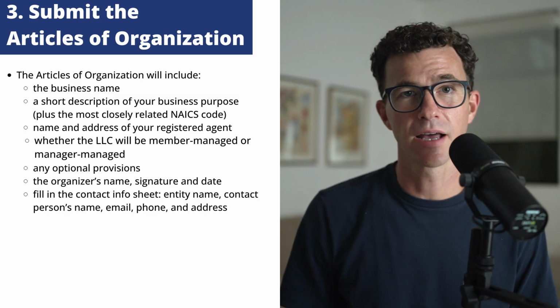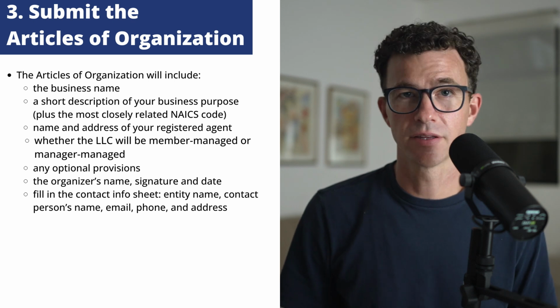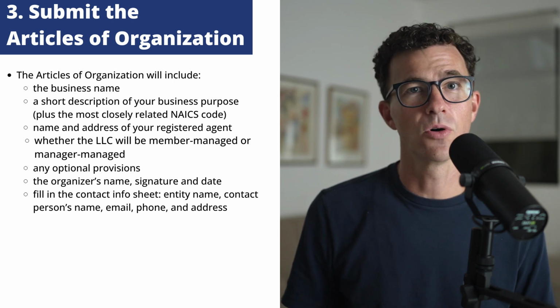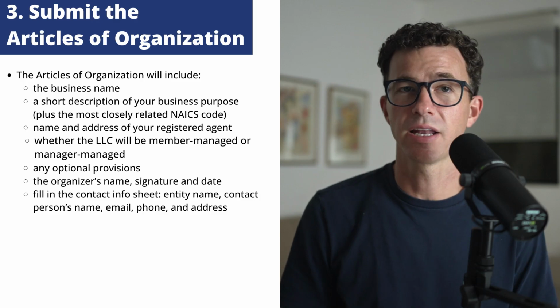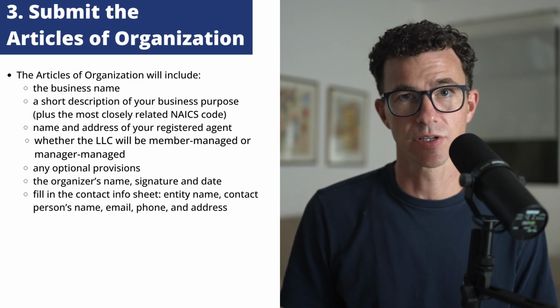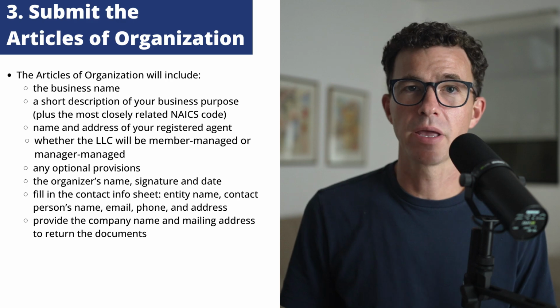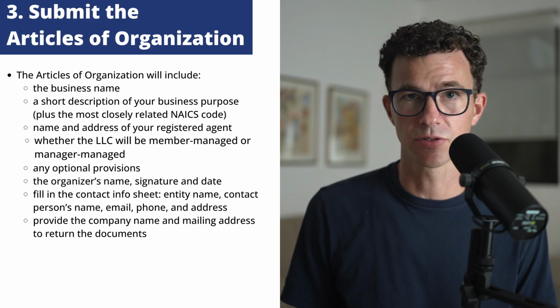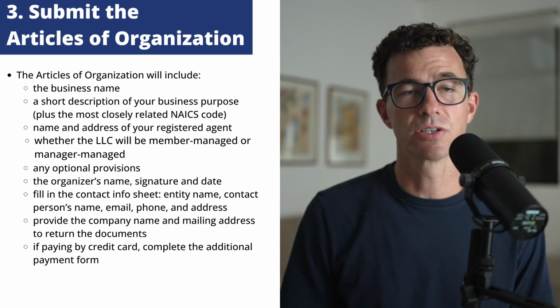Then fill in the contact info sheet, which includes entity name, email, phone, and address of someone who can be contacted if the state has any questions related to the Articles of Organization. Then the name, company, and mailing address to return the filing documents to. If you're paying with a credit card, there's an additional form as well.